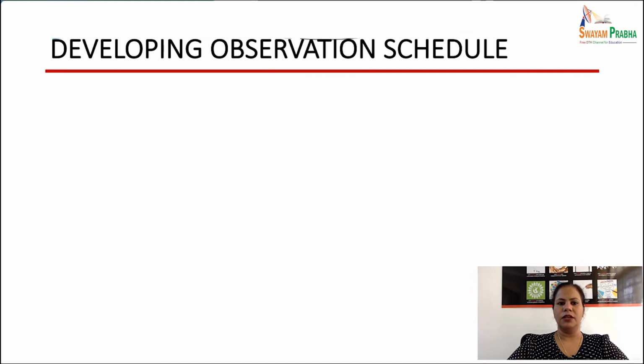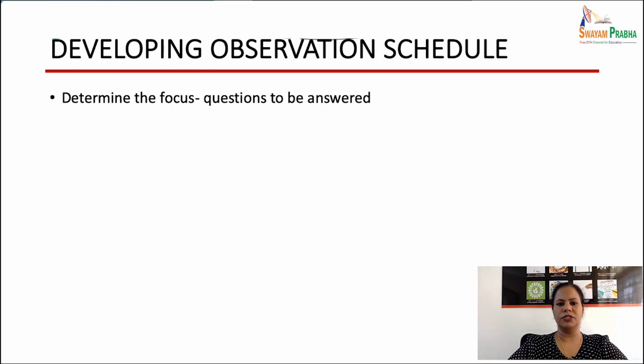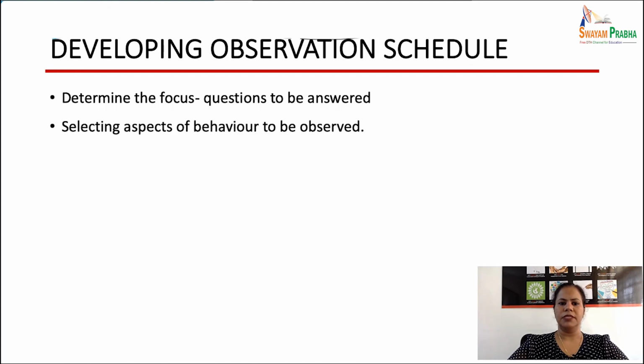Now let us talk about developing the observation schedule. Whenever we go for a quantitative research study where we are using the observation technique, you have to determine the focus questions to be answered beforehand. That is, what are the research questions for which you want the information. Then you will be selecting the aspects of the behaviors to be observed. Depending upon your variables under study, you will see what type of behaviors you will be observing.